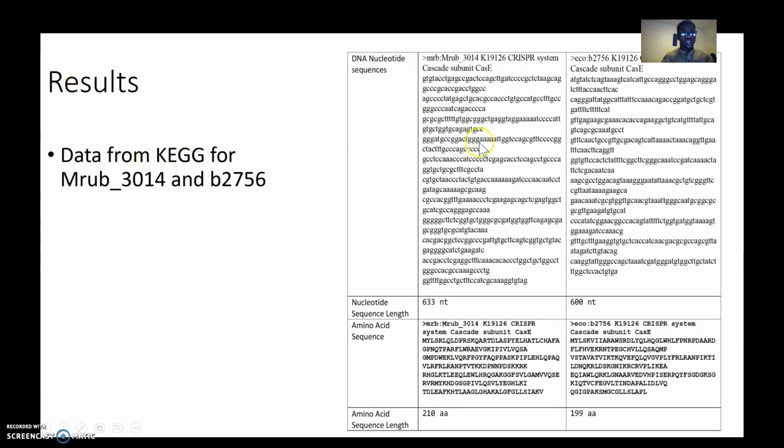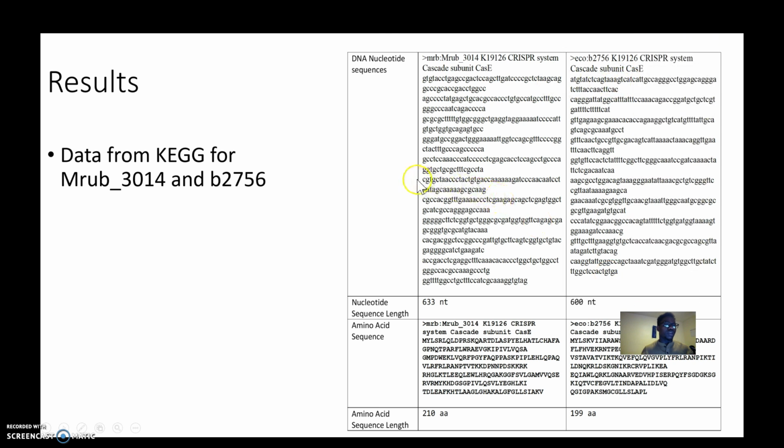So this is for the result. This is our first table that we use. This is from the Cake database. The data displays that both mROB 3014 and B2756 are assigned the same subunit protein name, which is Cas-E, which is on the top right here. Let me move this.